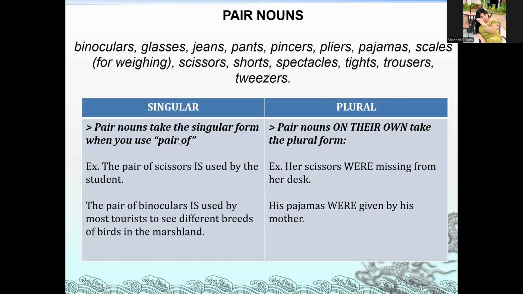Now, if I change it to, and these pair of shorts is in the washing machine. Okay, one more example.